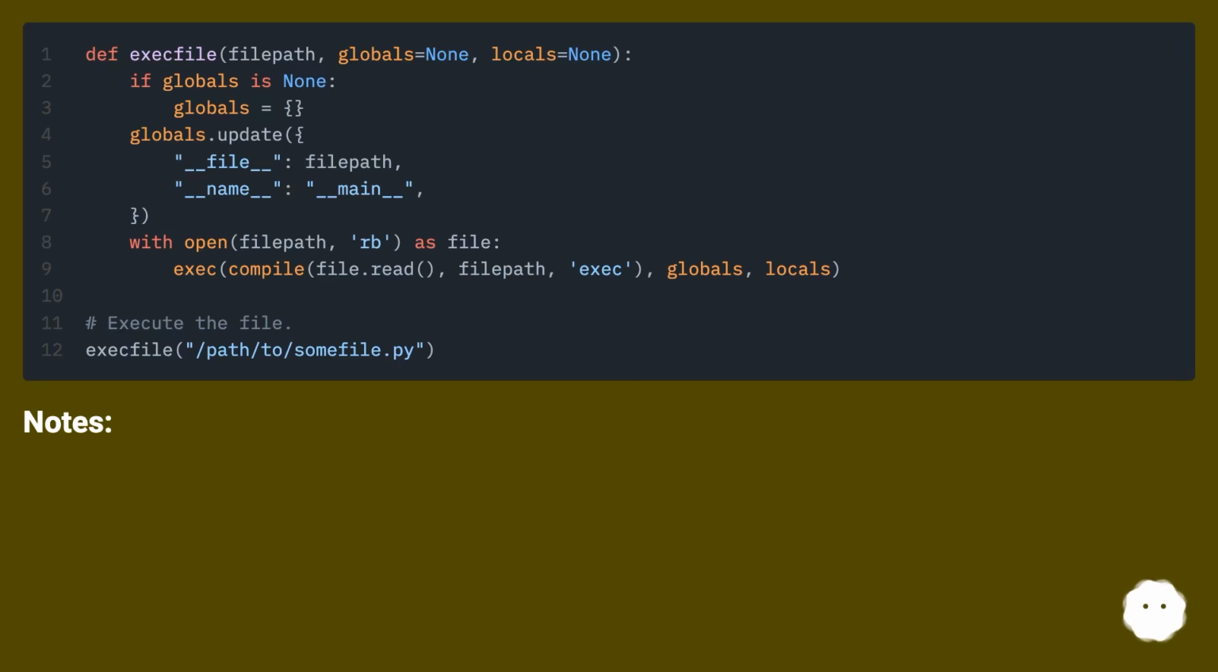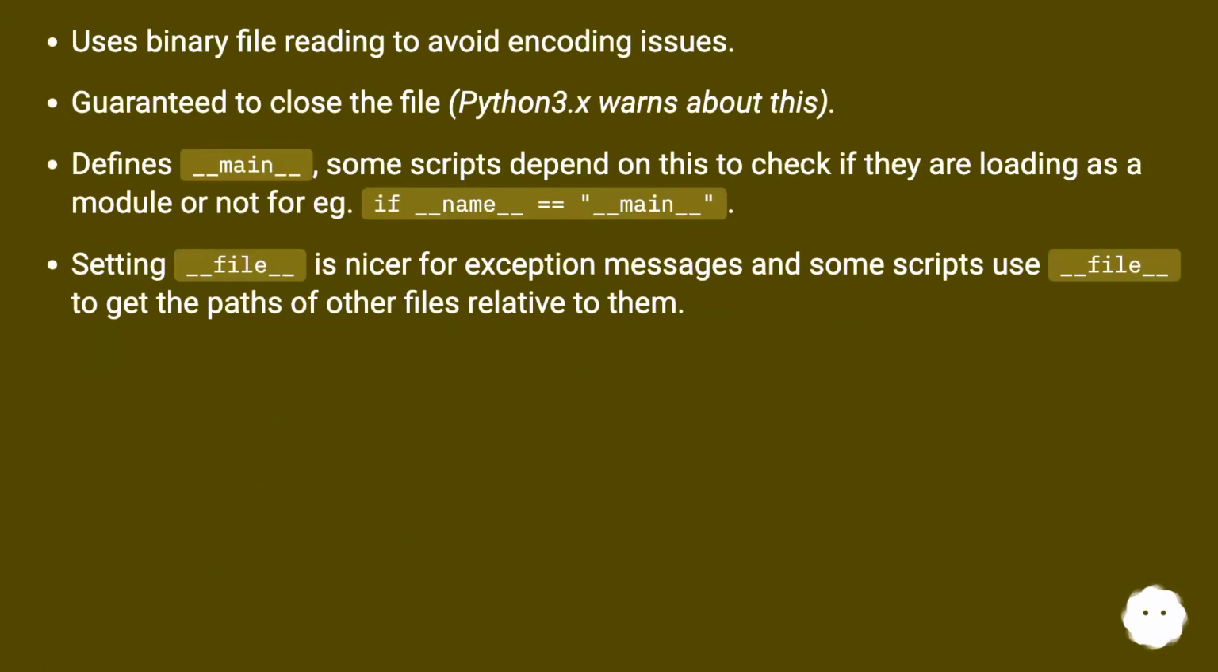Notes. Uses binary file reading to avoid encoding issues. Guaranteed to close the file. Python 3.x warns about this. Defines __main__. Some scripts depend on this to check if they are loading as a module or not, for example if __name__ == "__main__". Setting __file__ is nicer for exception messages, and some scripts use __file__ to get the paths of other files relative to them.